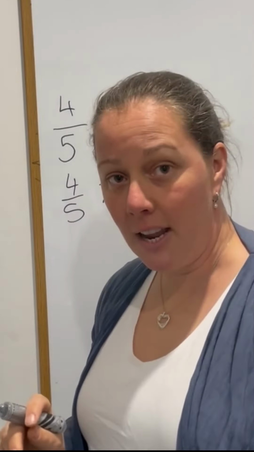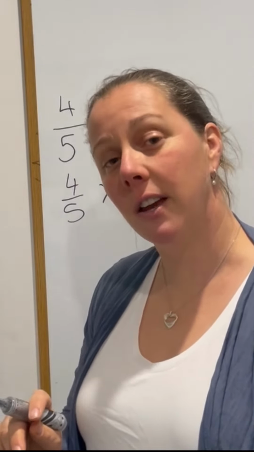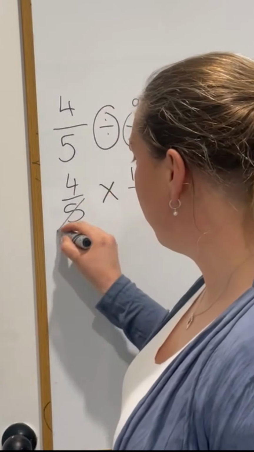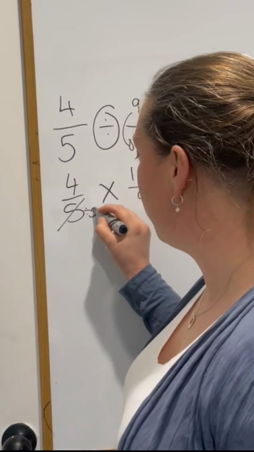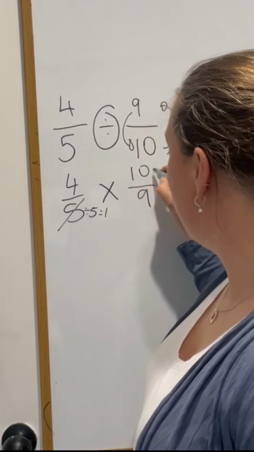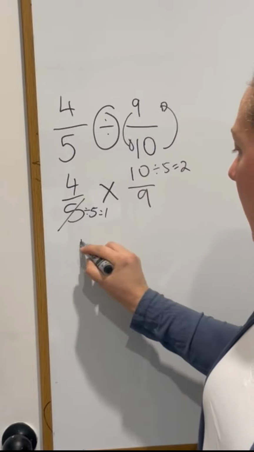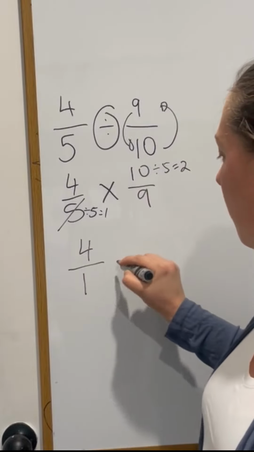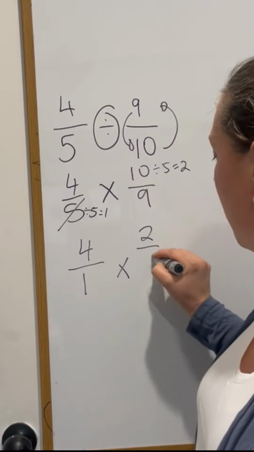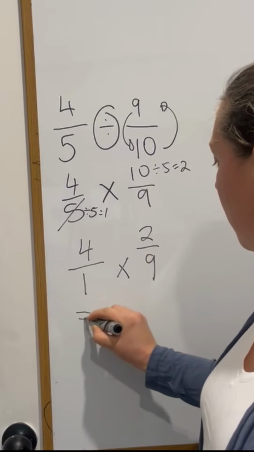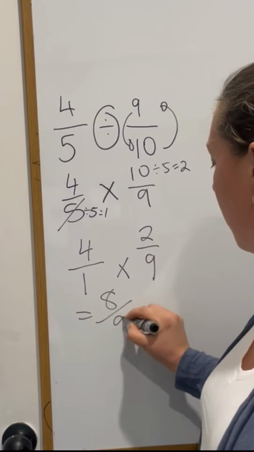Now, 5 and 10 are factors. The highest factor is 5. So our 5 here can be divided by 5 to equal 1. Our 10 can be divided by 5 to equal 2. Our new fraction becomes 4/1 times 2/9, which equals our 8/9.